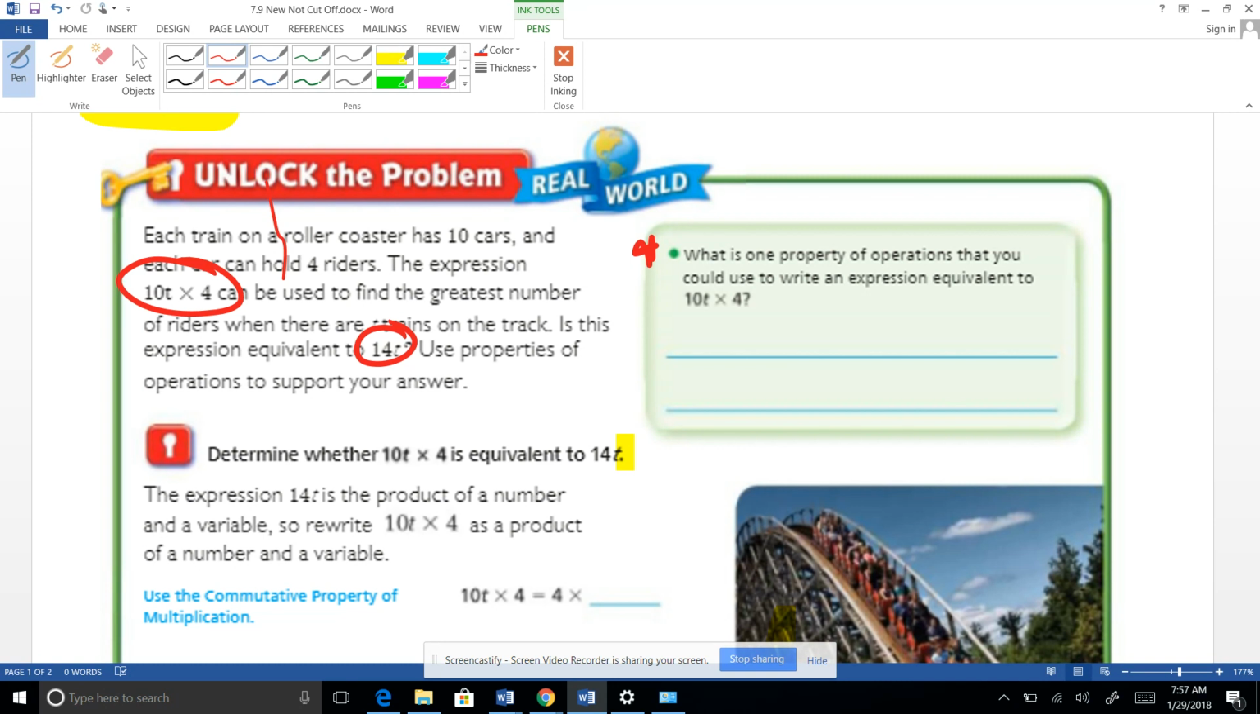Well, could we use the identity property? No, because it doesn't say anything multiplied by 1, or in the identity property of addition, added to 0. What about the distributive property? Do 10 and 4 share any factors in common? No, so I don't want to factor those out. Are there 3 numbers that we're grouping with parentheses? No, so the associative property isn't an option, but the commutative property, and it's the commutative property of what operation? Multiplication.